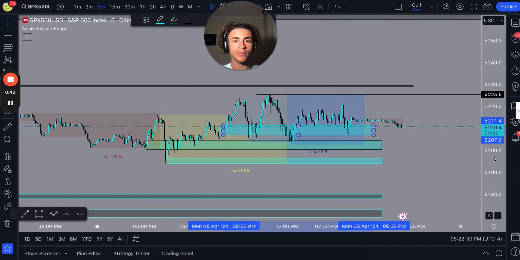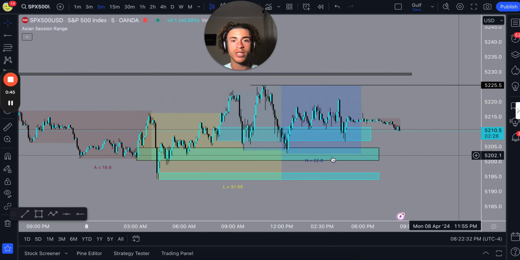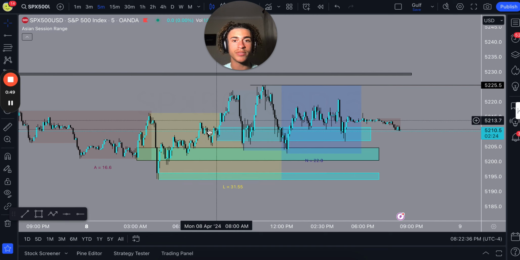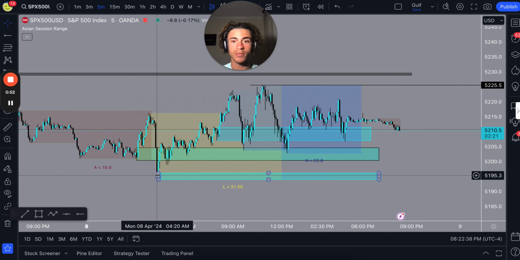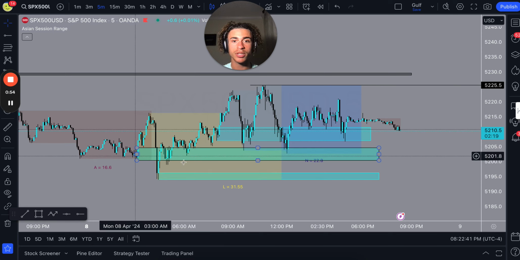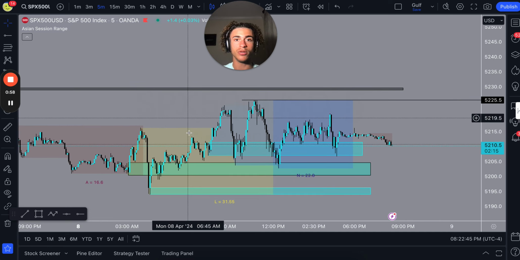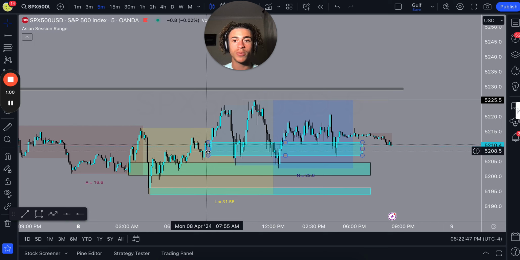So if you look right here, you can see that we have opens, lows, and highs of sessions, right? So this is the low of the London session. This is the open of the London session. This is the open of the New York session, right? So today I was looking for a bounce around the New York session, right? So New York session opens at 8 a.m. So we can see that right here.